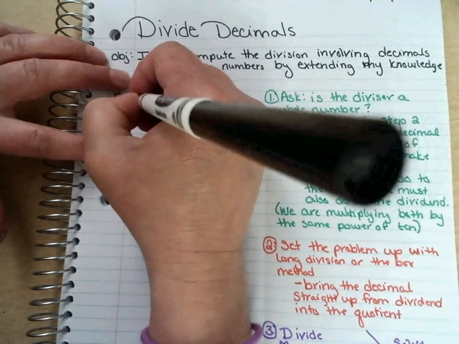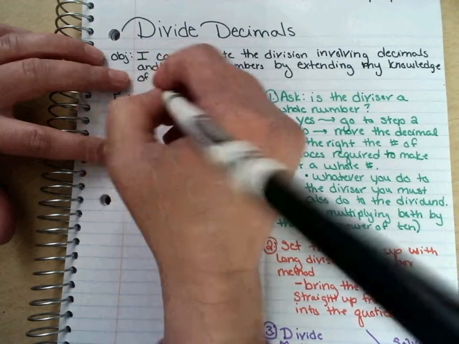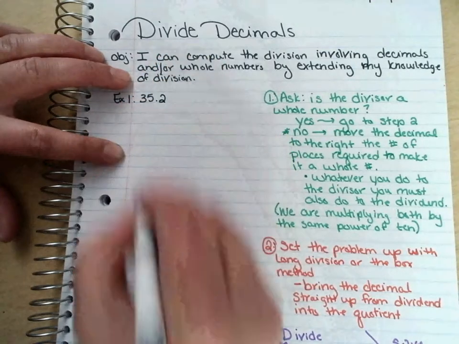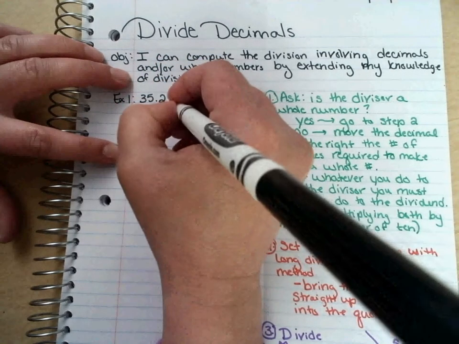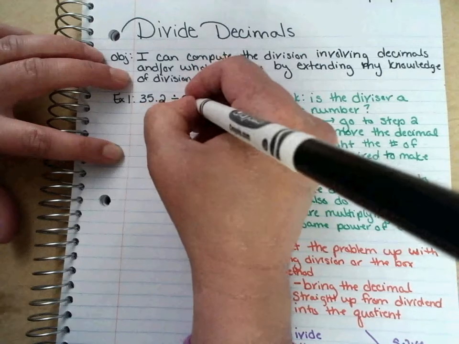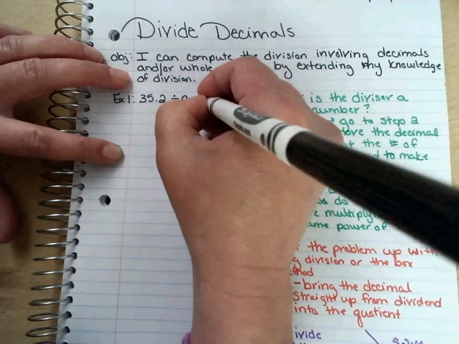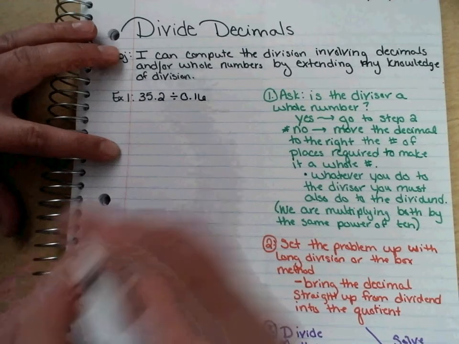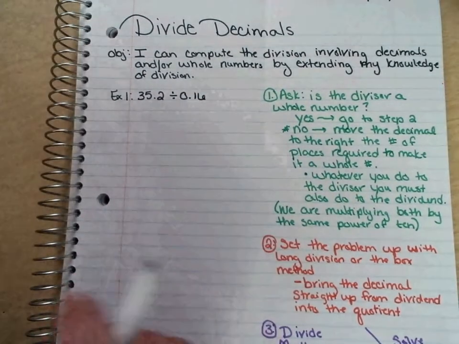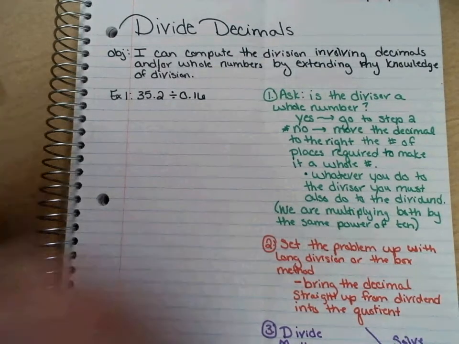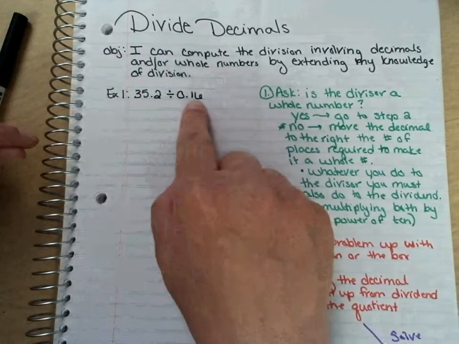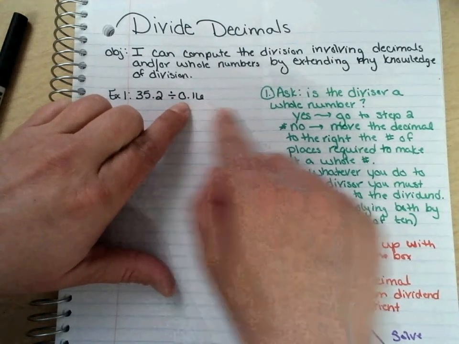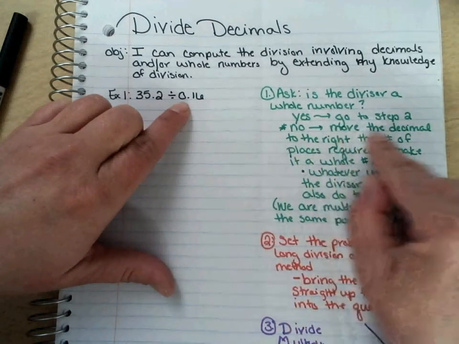Okay, I have 35 and 2/10, and remember this is my dividend, divided by 16/100. So this is my divisor. I told you guys in this one we ask, is the divisor a whole number? Is 16/100 a whole number? No, that is a decimal. So yes, we go to step 2.